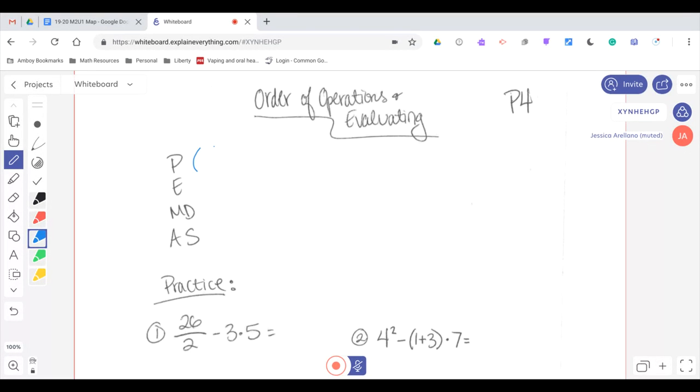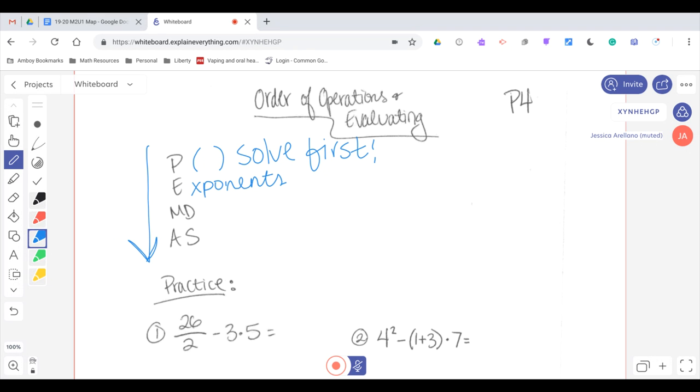So the P is obviously parentheses. And remember, when you're solving an order of operations problem, or solving any problem, you have to go in this order. So you always start with anything that's in parentheses, if there is something in parentheses. So solve this first. Okay. Then you move on to E, which is the exponents.